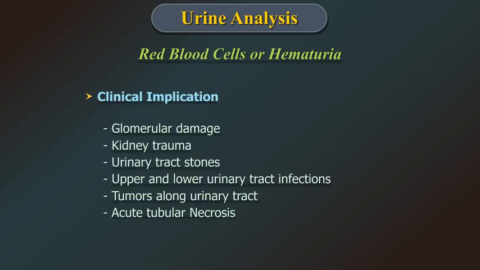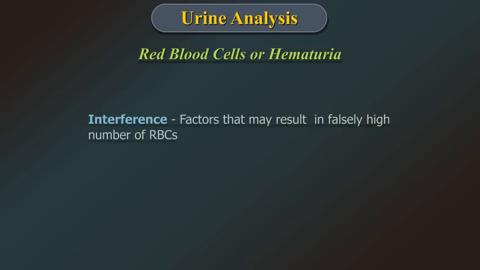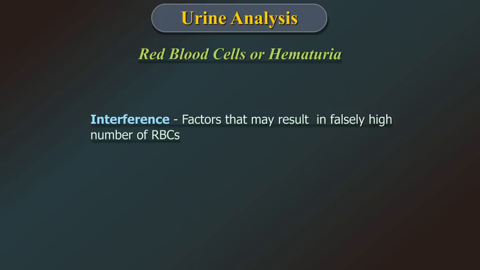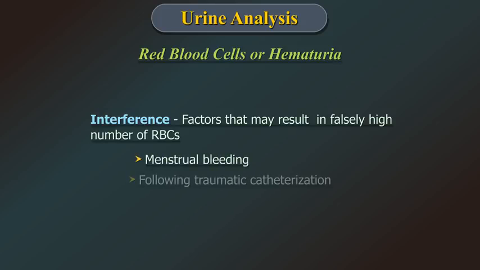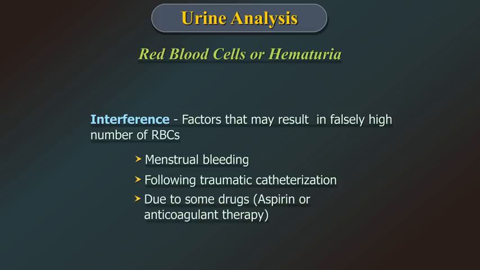Clinical implication. Red blood cells may be found with glomerular damage, kidney trauma, urinary tract stones, upper and lower urinary tract infection, tumors along the urinary tract, or acute tubular necrosis. Interference. Factors that can result in a falsely high number of red blood cells include menstrual bleeding, traumatic catheterization, or some drugs like aspirin or anticoagulant therapy.